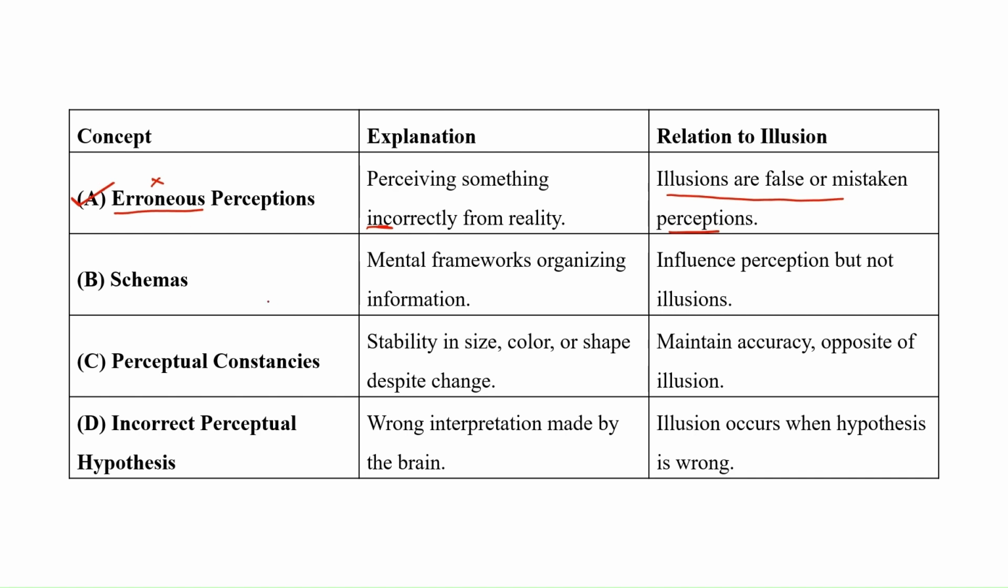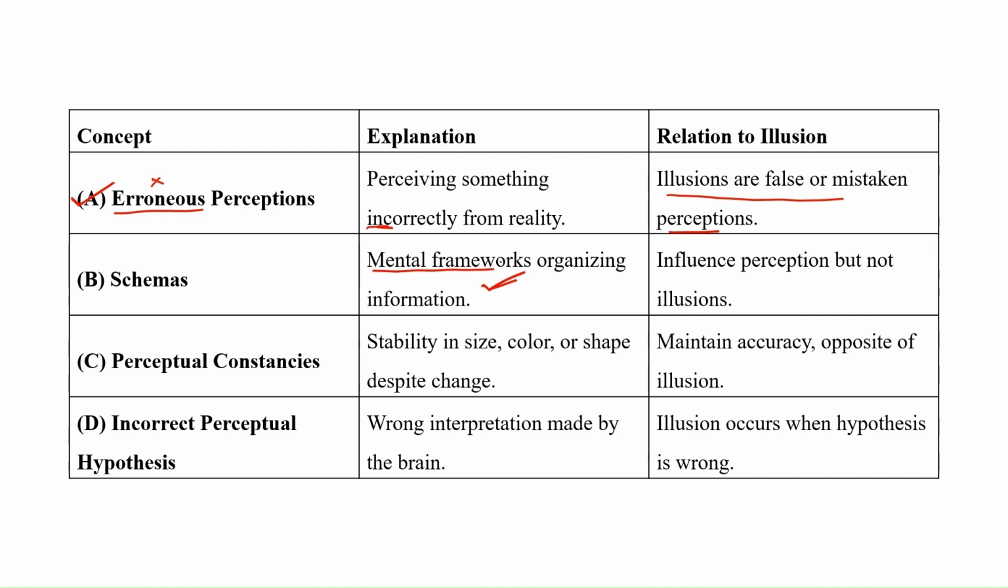Then coming to schemas. Basically, schemas are mental frameworks which help us to organize the information. This can influence our perception, but it is not illusion. It is not a wrong interpretation. This happens when the interpretation is right, not wrong.